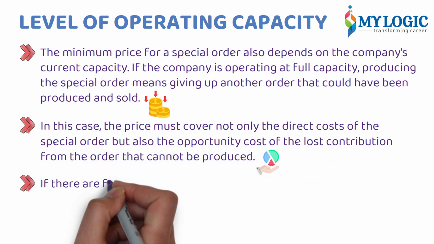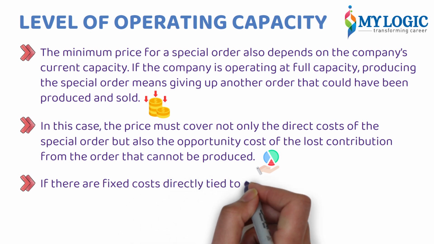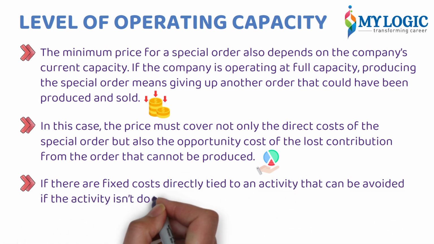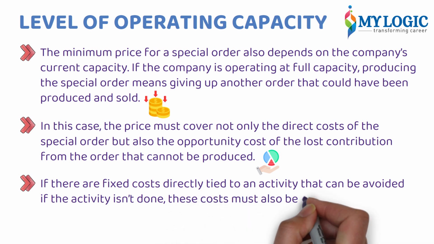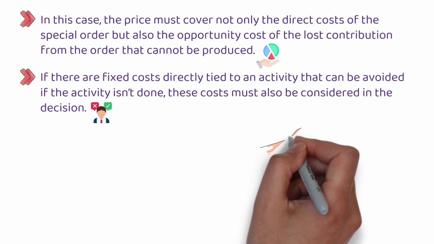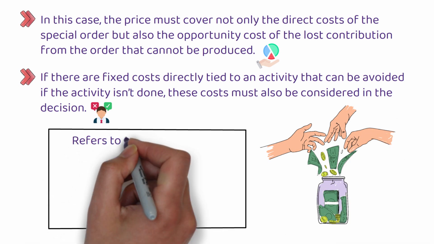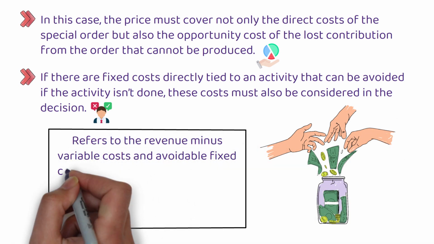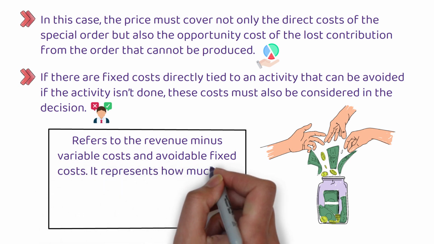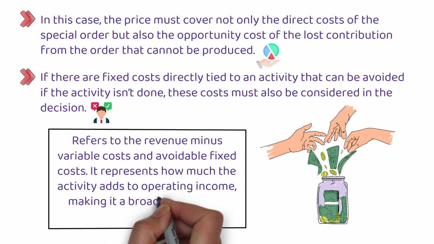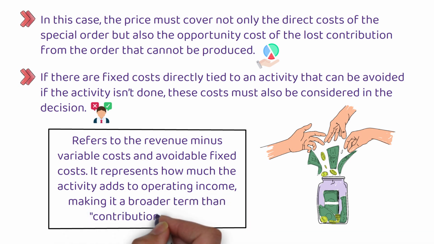If there are fixed costs directly tied to an activity that can be avoided if the activity isn't done, these costs must also be considered in the decision. Contribution refers to the revenue minus variable costs and avoidable fixed costs. It represents how much the activity adds to operating income, making it a broader term than contribution margin.